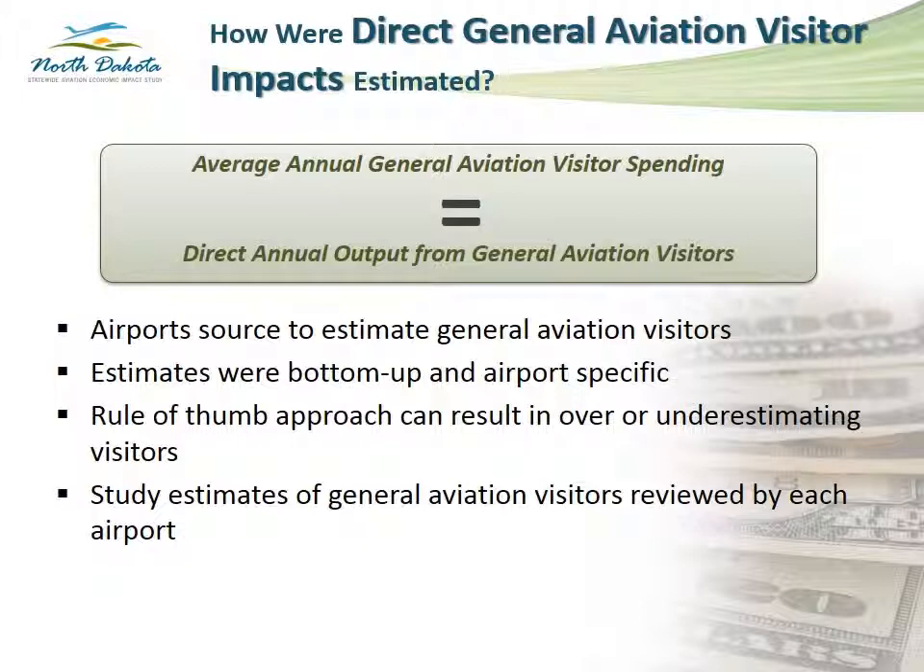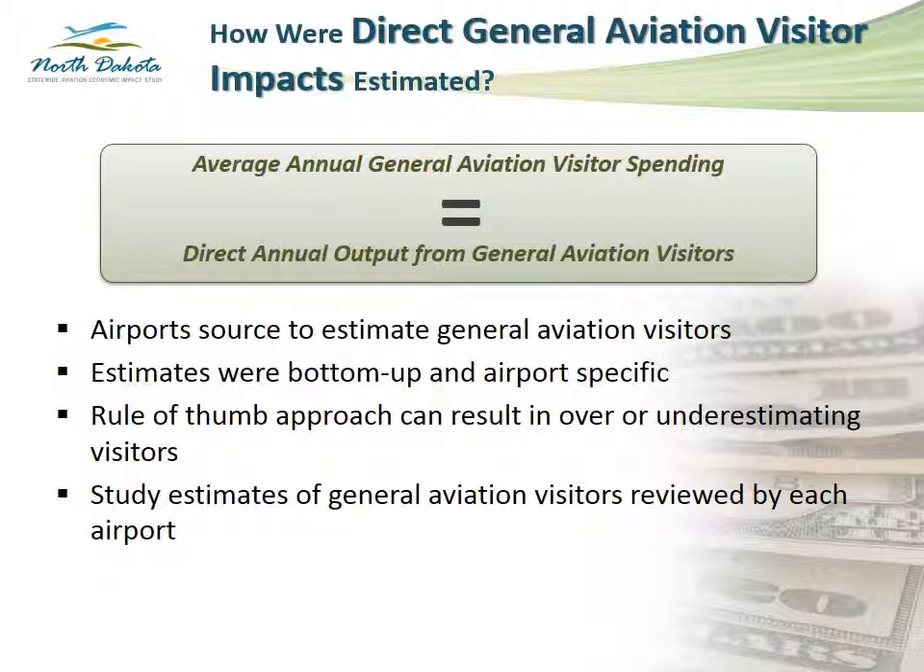In order to estimate direct impacts from general aviation visitor spending, it was first necessary to estimate annual general aviation visitors for each of the 89 airports. Estimates of general aviation visitors for each airport are not available from another existing data source. A considerable amount of effort was expended as part of the study to develop realistic estimates of the number of general aviation visitors that arrive in North Dakota using each of the 89 public use airports.